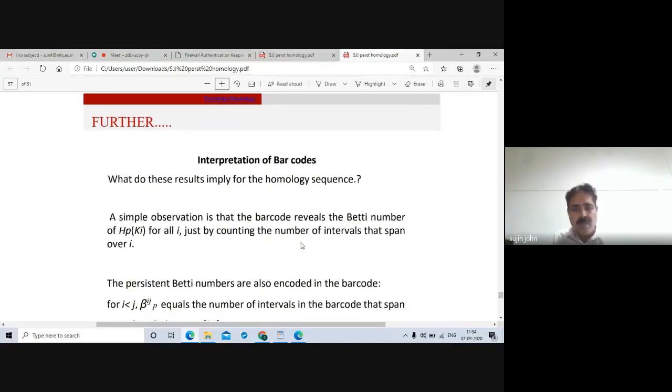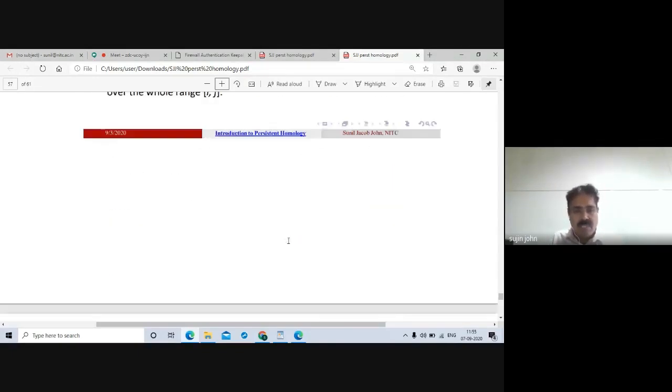Now, how to interpret this barcode I have already explained. The barcode starts when there is a birth of a particular hole, or its analogue in other dimensions. And at the point of death, when that particular hole merges with earlier existing ones, we stop that particular bar. How the bars are drawn I have already mentioned.